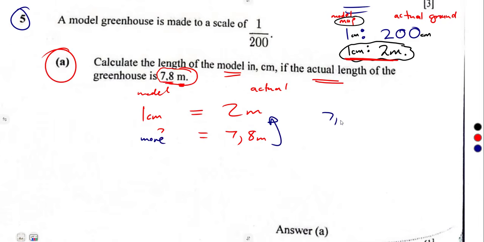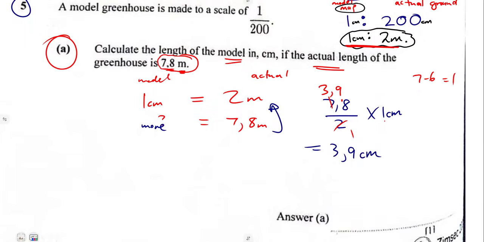So that's 7,8 over 2 times the 1 centimeter. So this is what you're going to have. Simply divide 2 into 7, that's 3 times 2 is 6. So 7 minus 6, that's a remainder of 1. So that's comma. You have a remainder of 1 here, so 2 into 18, that's a 9. So it's going to be 3,9 times 1, which is 3,9 centimeters. So that was our final answer in centimeters.